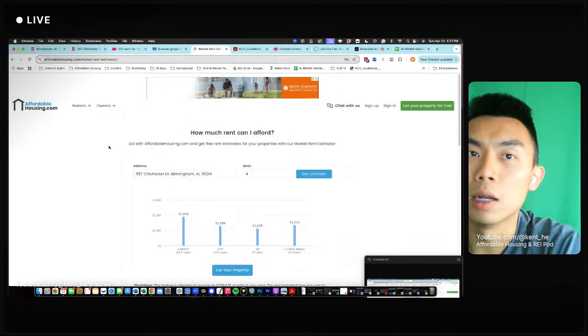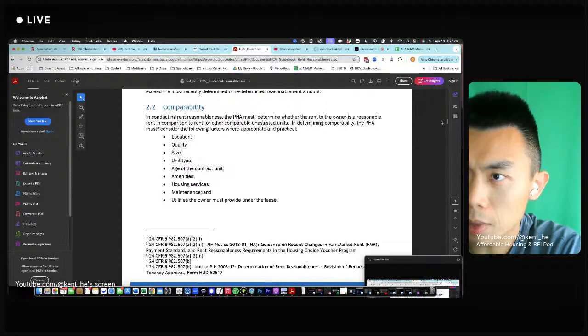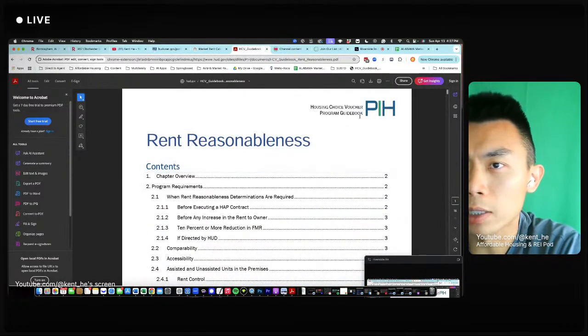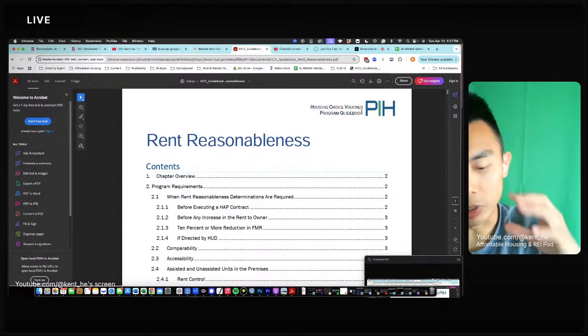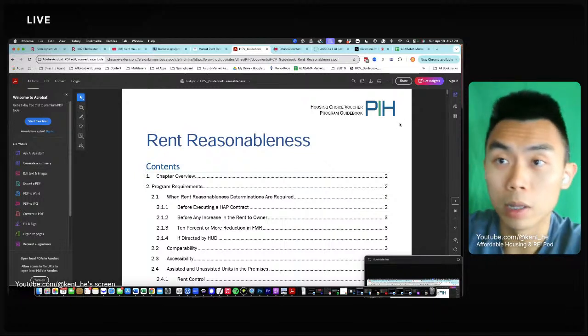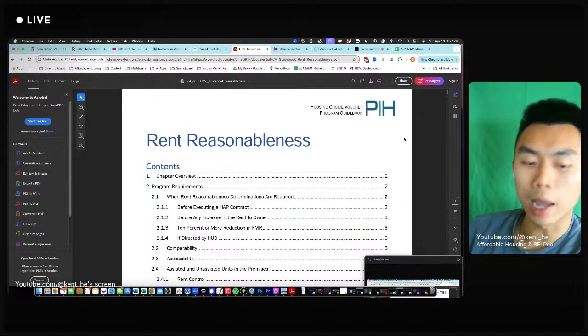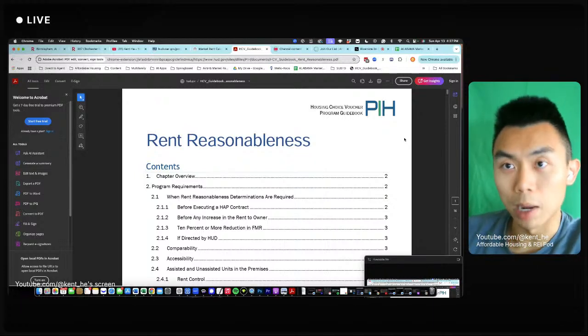Okay, great. Now you also might be asking, what does it mean by the reasonable rent? I'm going to show you exactly what that is. If you are able to find the Housing Choice Voucher Program Guidebook, Housing Choice Vouchers was previously known as Section 8. They rebranded it from Section 8 to Housing Choice Voucher because of all the negative connotations associated with the word Section 8.